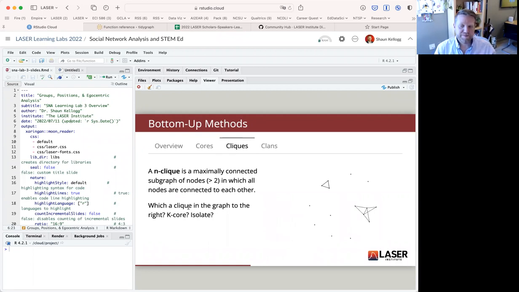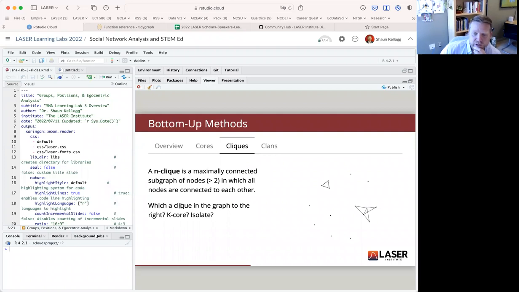Cliques is another way. Basically, cliques is a way of saying it's kind of similar to cores, but it's saying that everybody that's a part of this group has to be connected. I'm trying to figure out, well, what is it? Hold on. A clique is a maximally connected subgraph of nodes in which all nodes are connected to each other.